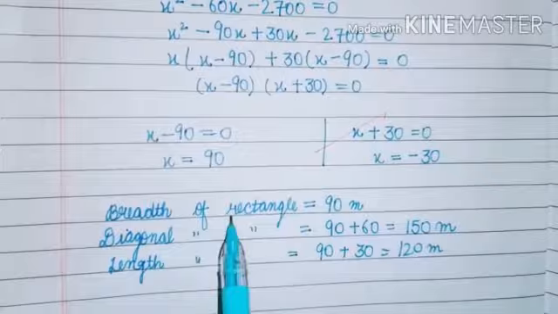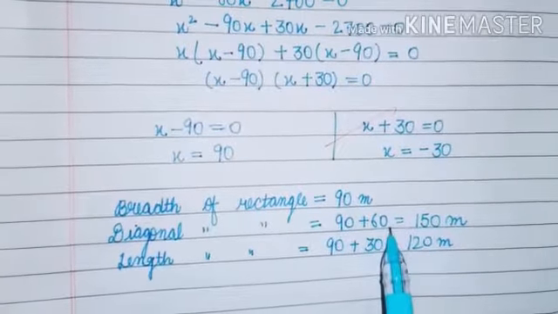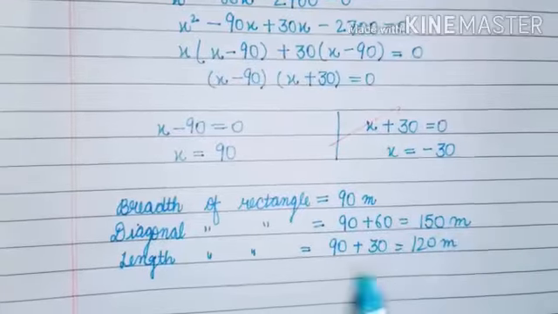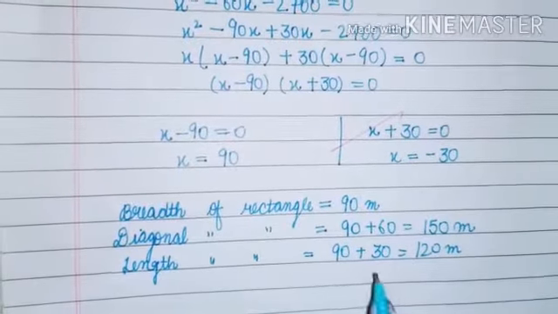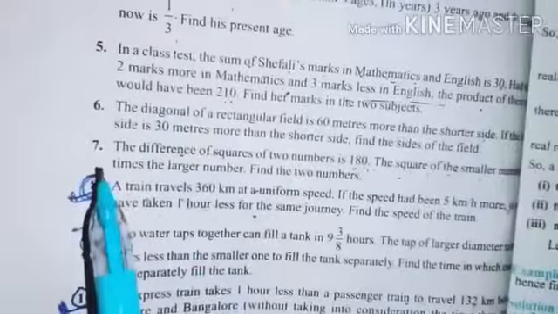According to this 90, the breadth of the rectangle is 90 meter. The diagonal of the rectangle is 90 plus 60, that is 150 meter, and the length of the rectangle is 90 plus 30, which is equal to 120 meter.